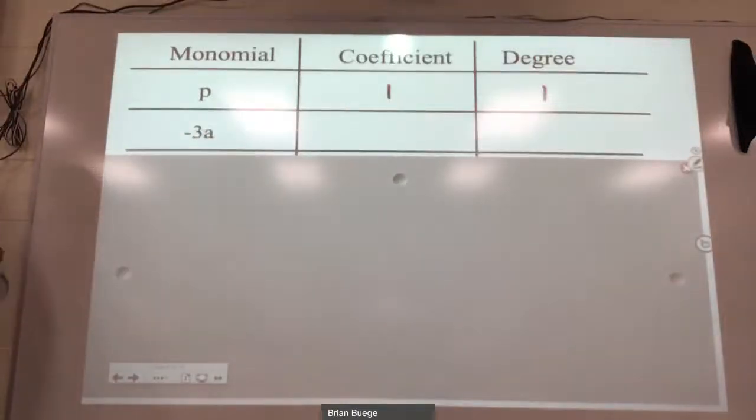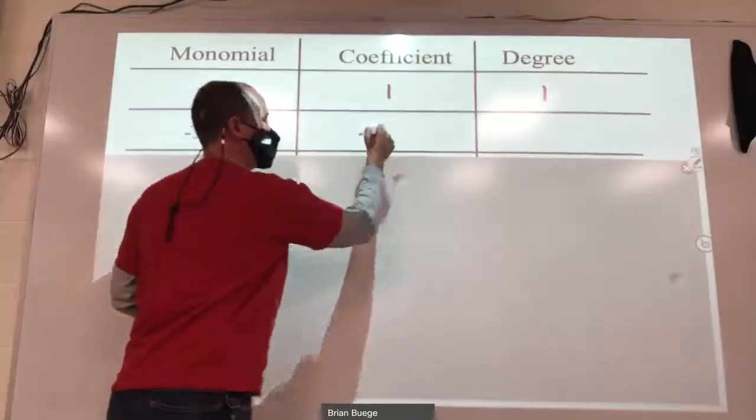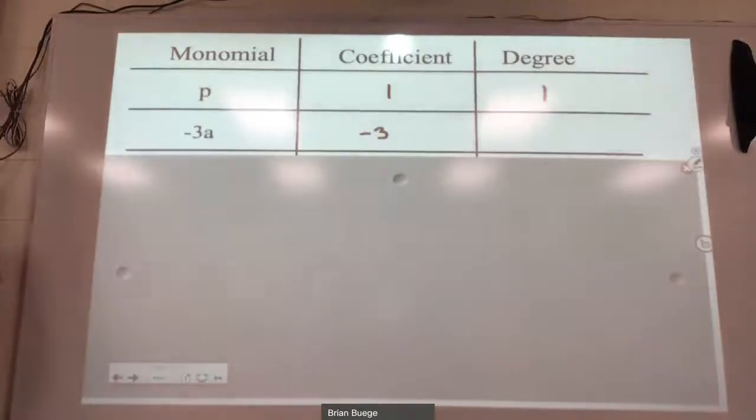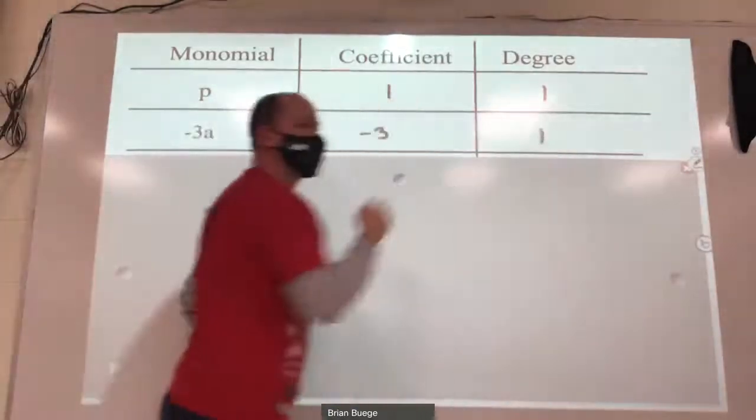This one. What's the coefficient? -3. That's what's in front of the a. And what's the degree? What power is a raised to? First power again. Okay. So this is another linear function.